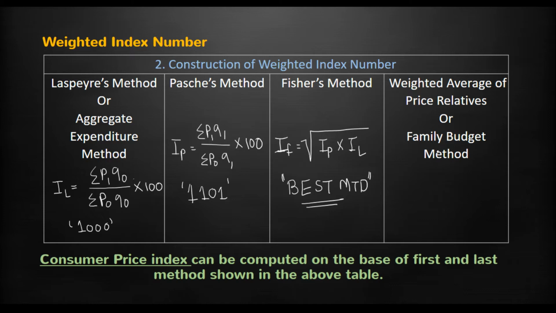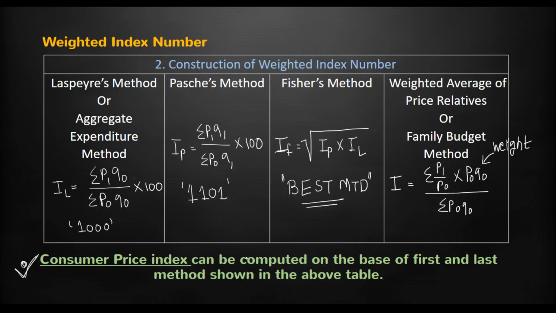also known as the family budget method. Its formula is index number equals sigma P1 upon P0 into P0 Q0 divided by sigma P0 Q0. It is a notable fact here that this P0 Q0 has been taken as the weight of the index number, right? Weight of the index number. Now let us try to understand one important note here.